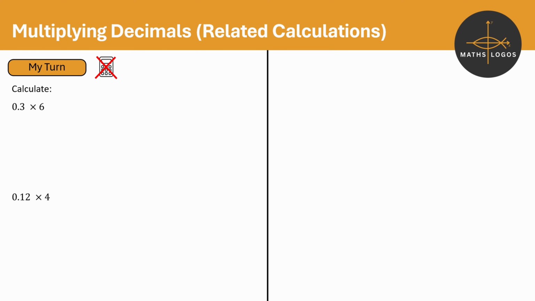In this lesson, we're going to look at multiplying decimals using what's called related calculations. In the previous lesson, we looked at using fractions, so this is a slightly different method. So let's jump into our first example.